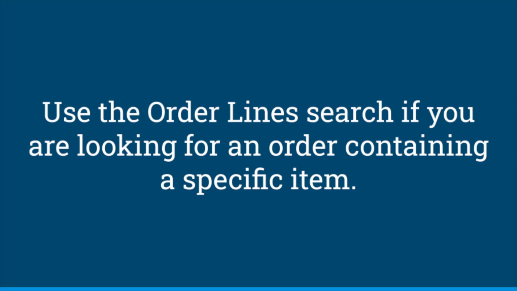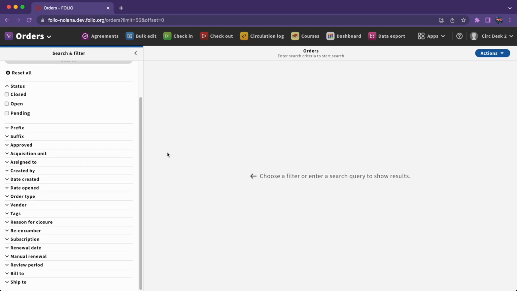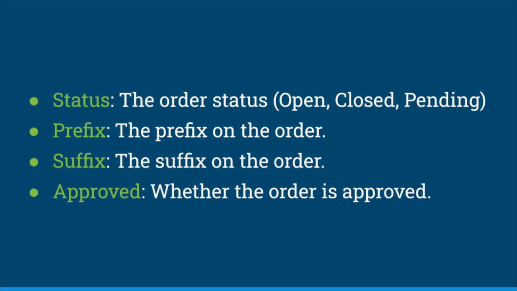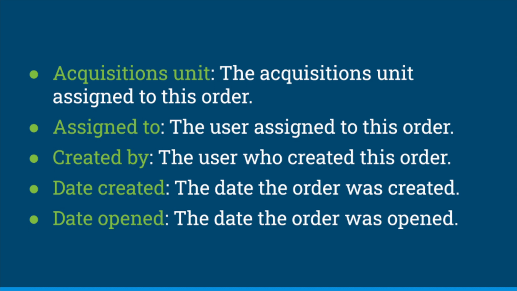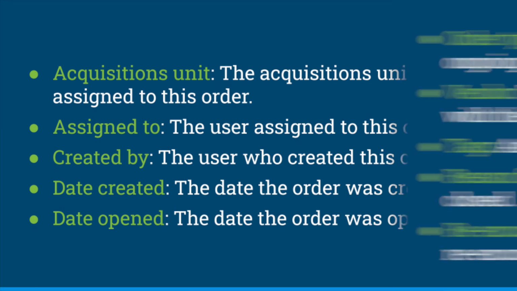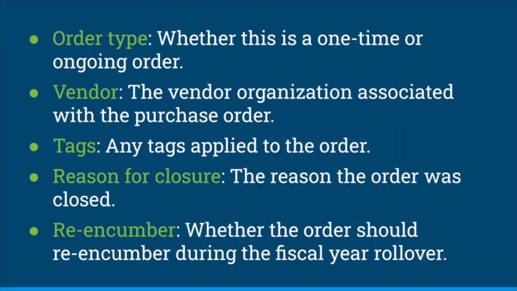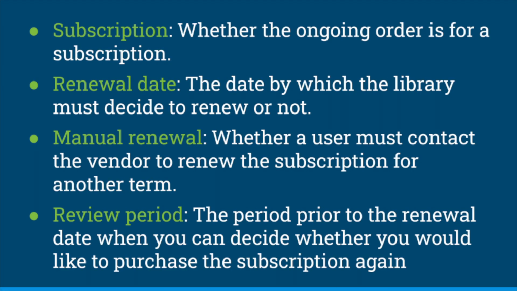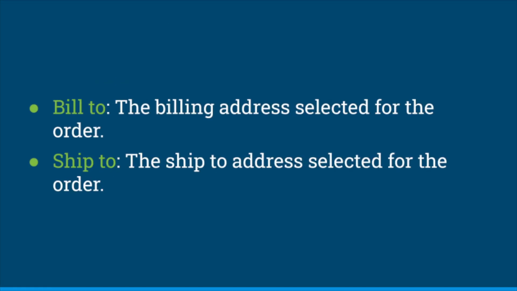Remember that you are searching orders, not order lines, so searching for a title on an order won't work here. As in order lines, you can use filters with or without first searching. The filters available for orders are status, prefix, suffix, approved, acquisitions unit, assigned to, created by, date created, date opened, order type, vendor, tags, reason for closure, re-encumber, subscription, renewal date, manual renewal, review period, bill to, and ship to.